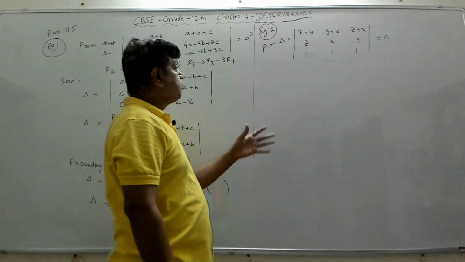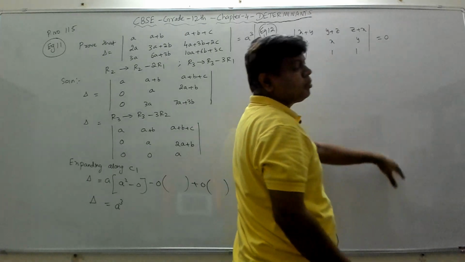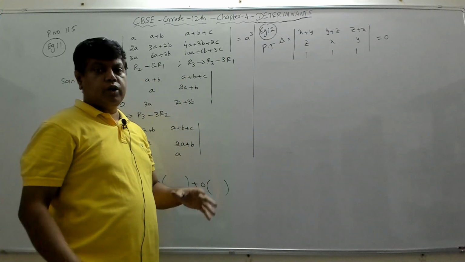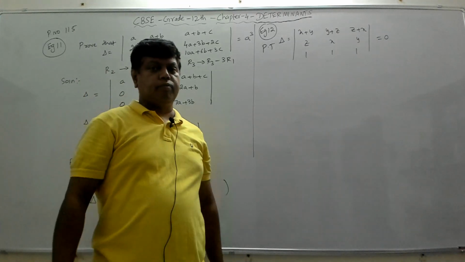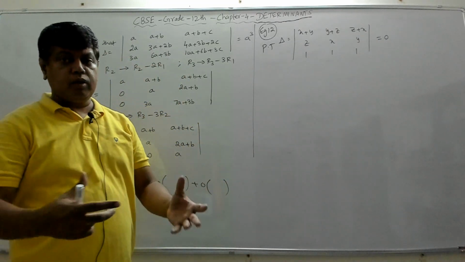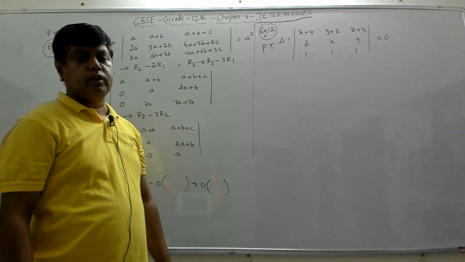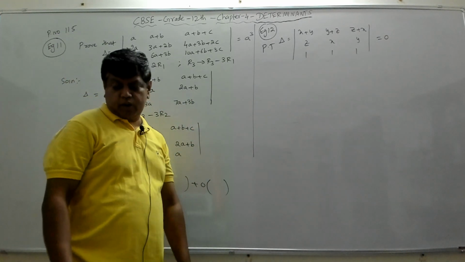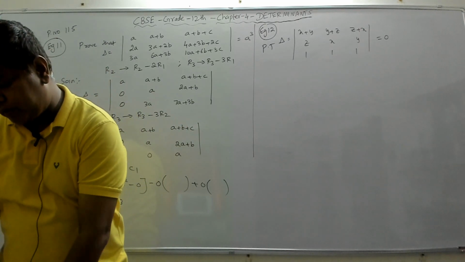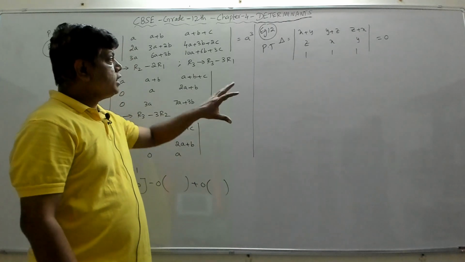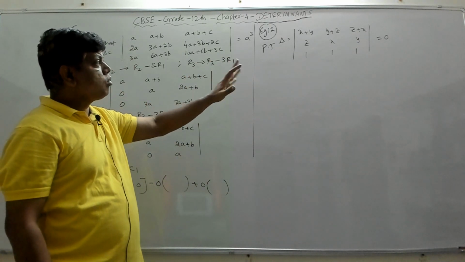So whenever we want to prove the value of the determinant equal to 0, especially, we'll try to see whether we can get any two rows or any two columns identical. Then we can use the property which says that if any two rows or any two columns are identical, then the value of the determinant becomes 0. That is our third property in our textbook. So we will see whether we can make any two rows or any two columns identical.